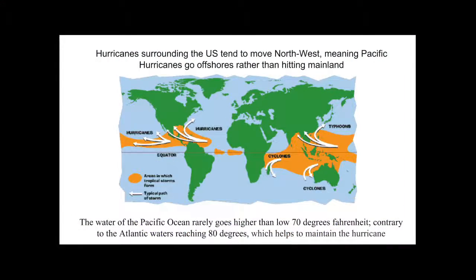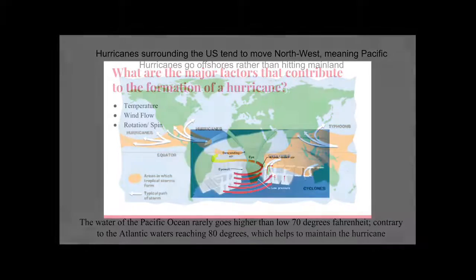The waters of the Pacific Ocean rarely go higher than the low 70-degree point, contrary to the Atlantic waters reaching 80 degrees, which helps maintain the hurricane's strength and intensity. Hurricanes surrounding the U.S. tend to move northwest, meaning Pacific Ocean hurricanes go offshore rather than hitting the mainland.